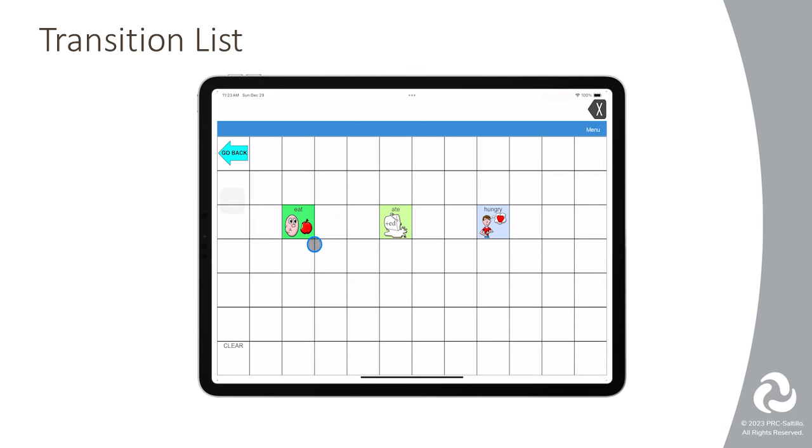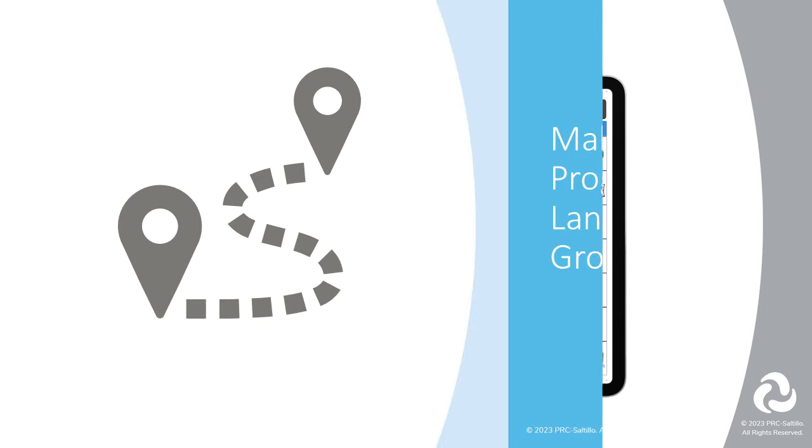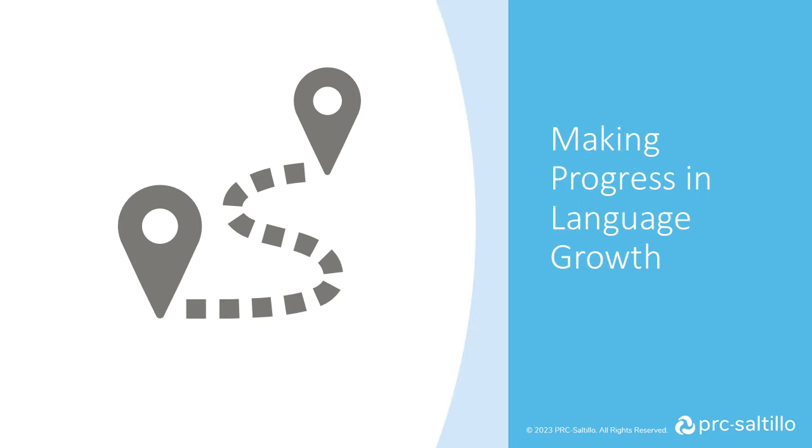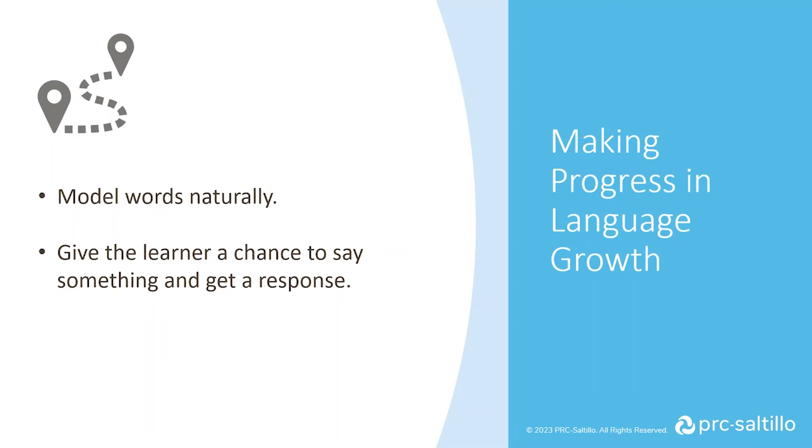You can start developing the motor plan with less words visible on the screen. Using the transition list, as soon as the learner can consistently use a few words, it's time to add more words as quickly as possible. You can start by turning off Vocabulary Builder, or use it briefly to practice new words, then turn it off again. Model words naturally, and give the learner a chance to say something and get a response. The key is to find the balance between having new words available to learn without getting overwhelmed and frustrated.